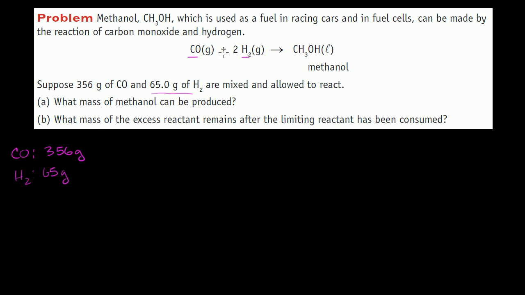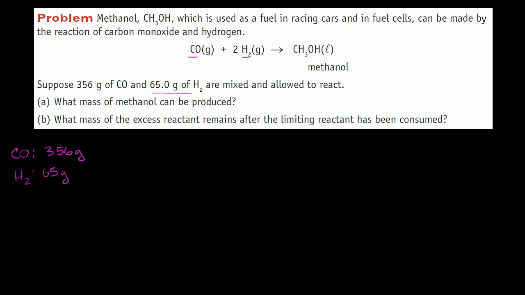They're mixed and allowed to react. And they ask what mass of methanol can be produced, and what mass of the excess reactant remains after the limiting reactant has been consumed. So that tells you this is a limiting reactant problem, that we have too much or too little of one of these two reactants. The one that we have less of is the limiting reactant. That'll dictate how much of the product we can produce. And the one that we have more of is the excess reactant. But first we have to figure out which is the limiting and which is the excess.